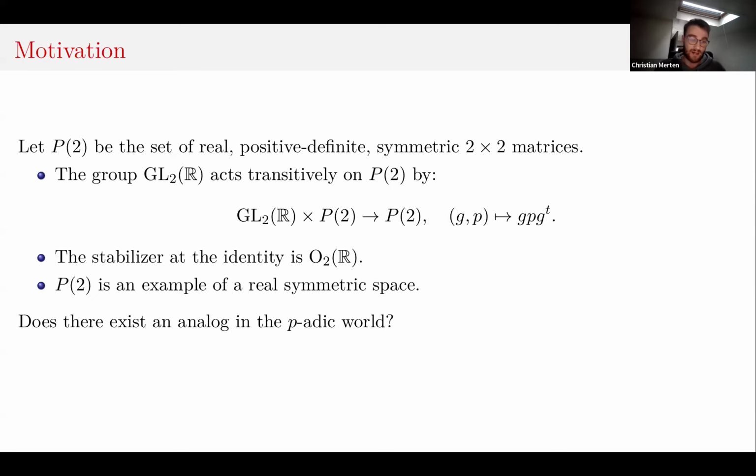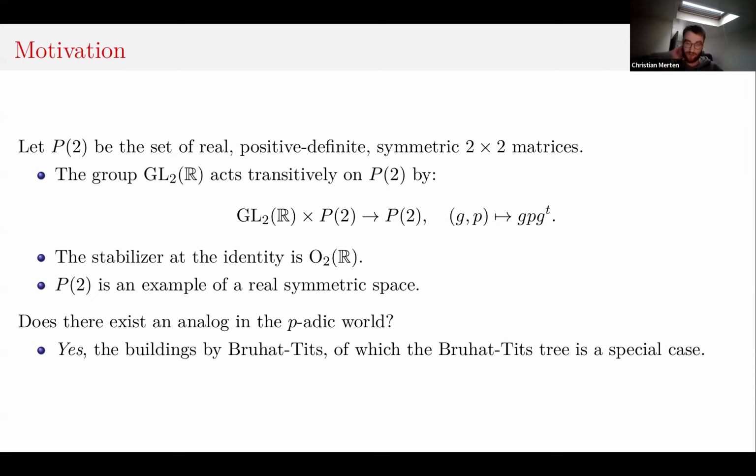And yes, there exists an analog of symmetric spaces, namely the buildings by Bruhat-Tits. And the Bruhat-Tits tree is just a special case of these buildings. And so, of course, already in the name tree and in the name building, you observe that this is somewhat different in nature from the real symmetric spaces, which are Riemannian manifolds. So this is really a combinatorial object.